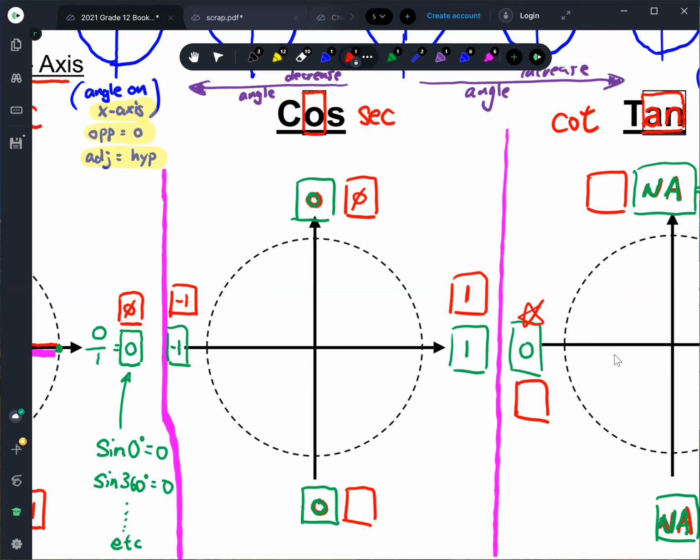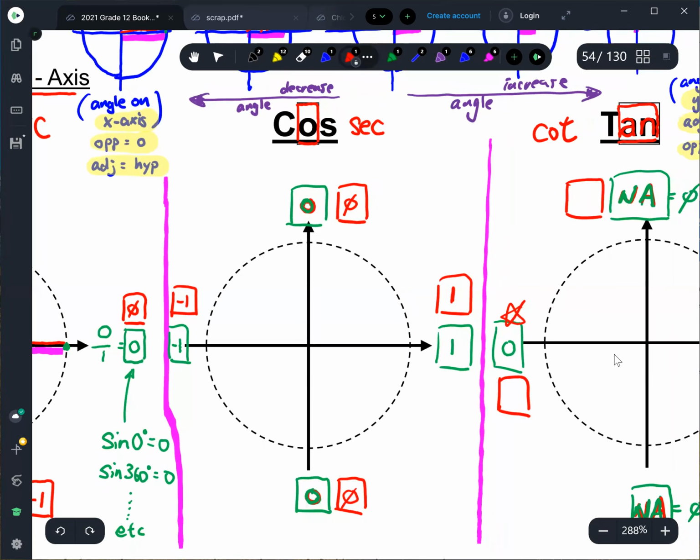Okay, go on, Angela. 270 degree. NA, yes. Not applicable, undefined, they all mean the same thing. So those are for secant. You use cosine to help you figure out, because I already helped you remember cosine.